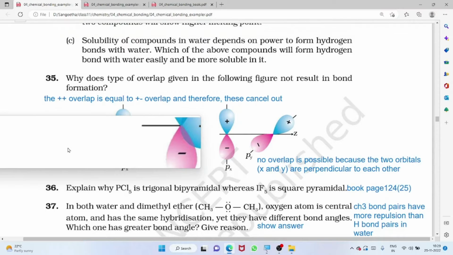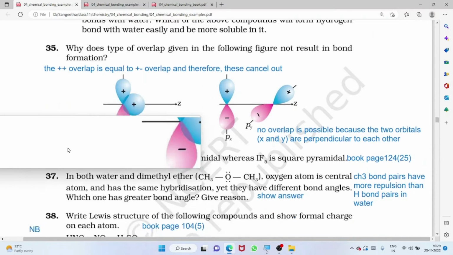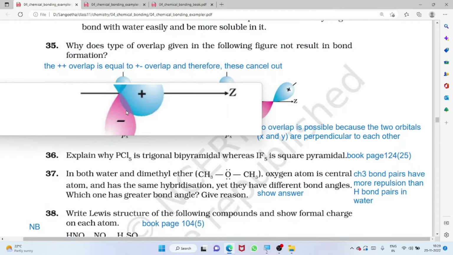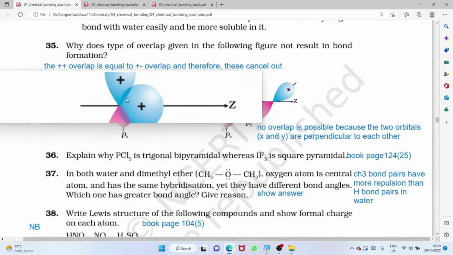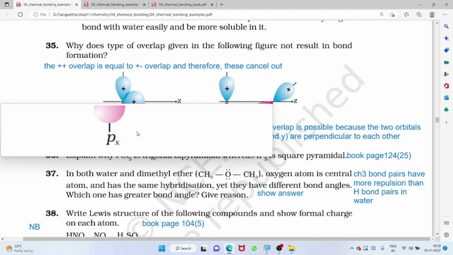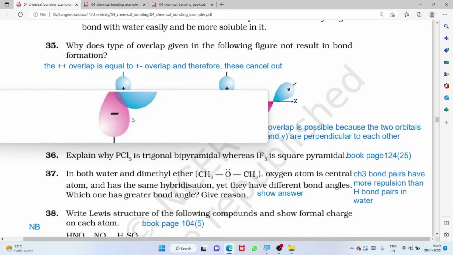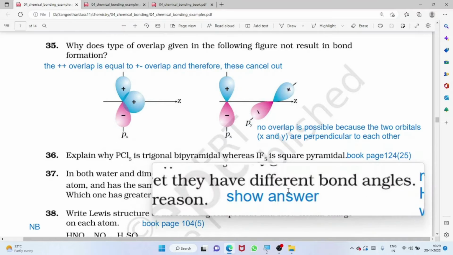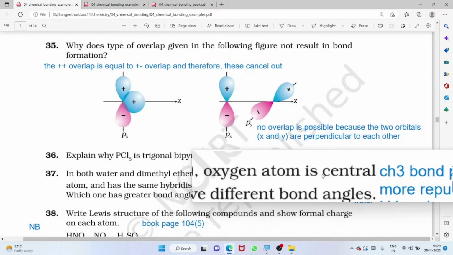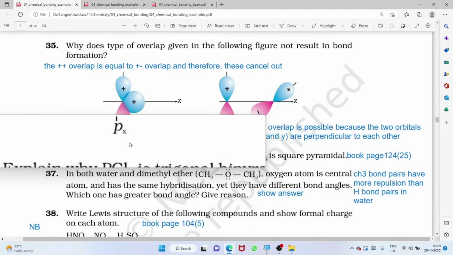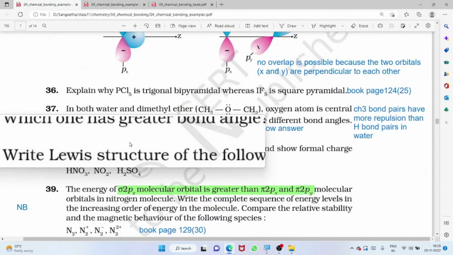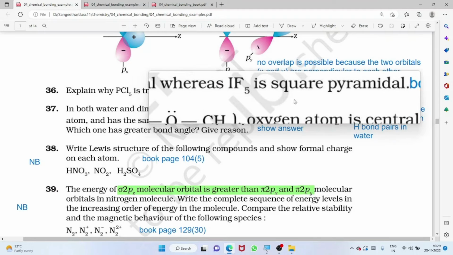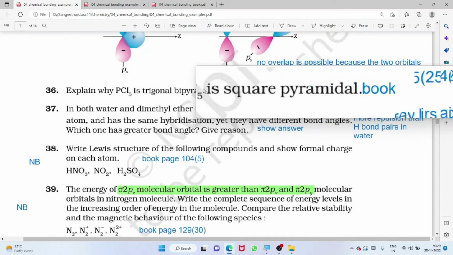Why does the type of overlap given not result in bond formation? Here, you see this orbital is shared between this and this, positive and negative equally. So this will not overlap to form a bond. Here, X and Y are on perpendicular axes, so they won't form a bond. Explain why PCl5 is trigonal bipyramidal whereas IF5 is square pyramidal.